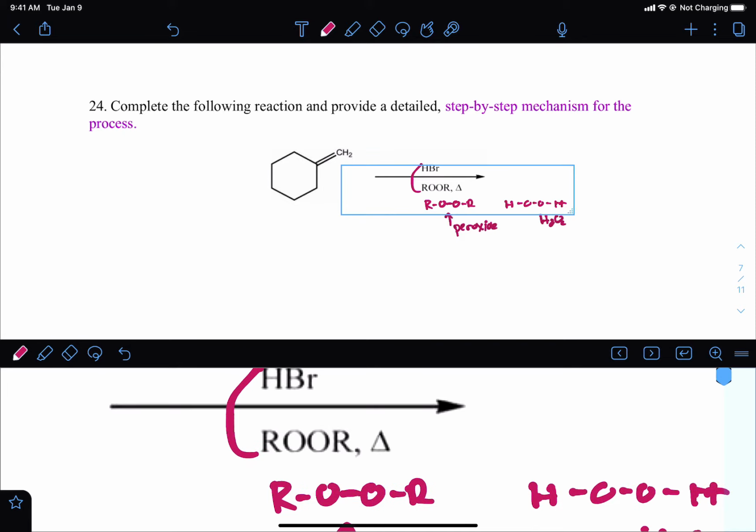So in this reaction, okay, these conditions, the bromine ends up on the less substituted carbon. The bromine ends up on the primary. The H ends up on the tertiary. Okay, that is called anti-Markovnikov.